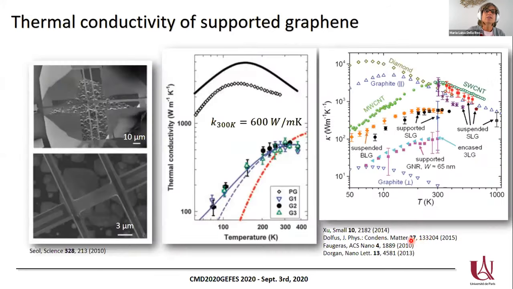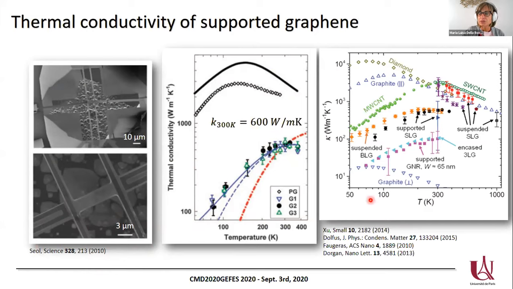But in fact, when we put graphene on a substrate, things change because the interaction with the substrate plays an important role. This is also a very well known work from 2010, where the thermal conductivity of graphene was measured by the micro-resistance thermometry technique. In a wide temperature range, from low temperature to room temperature, we see that this value has gone down by one order of magnitude with respect to the suspended case.